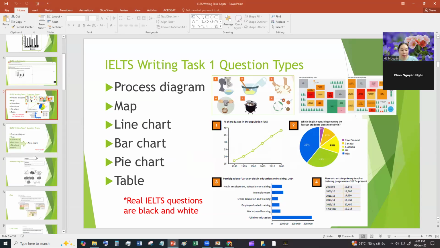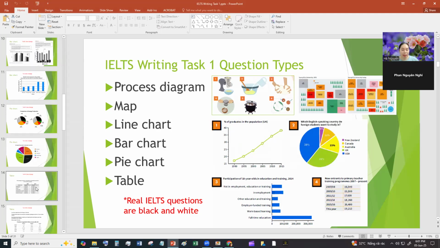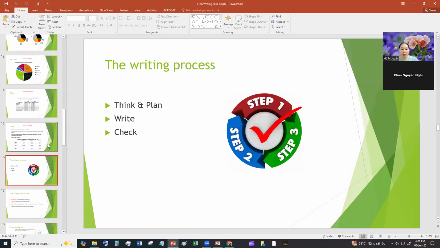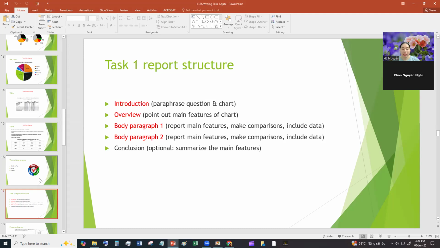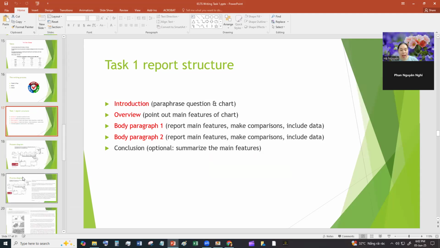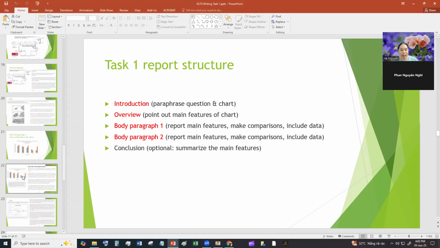Now let's have a look at the writing procedure again. Remember the 3 steps. Number 1, you need to think and plan, to really understand the question and plan your writing. Step 2 is to start writing, and step 3 is checking: review your writing and improve grammar, vocabulary, and so on. Map writing also follows the same structure with introduction, overview, and body paragraphs. Let's have a look at this map task type.